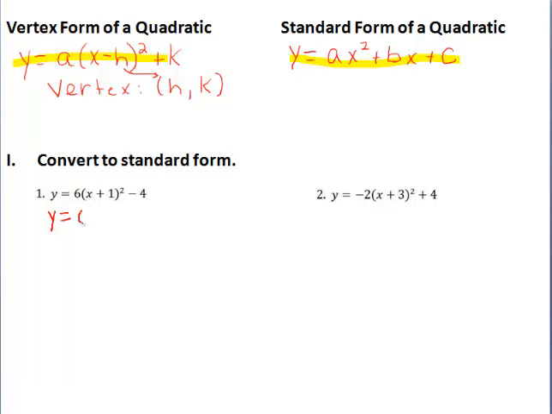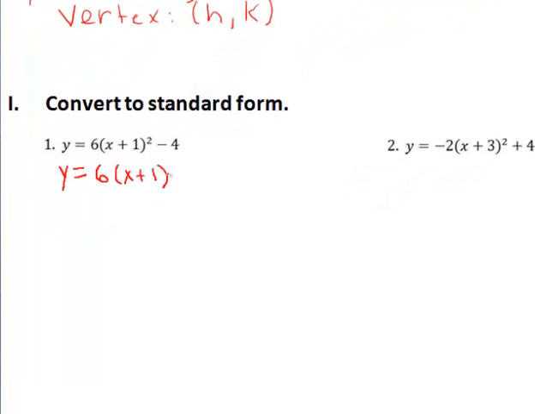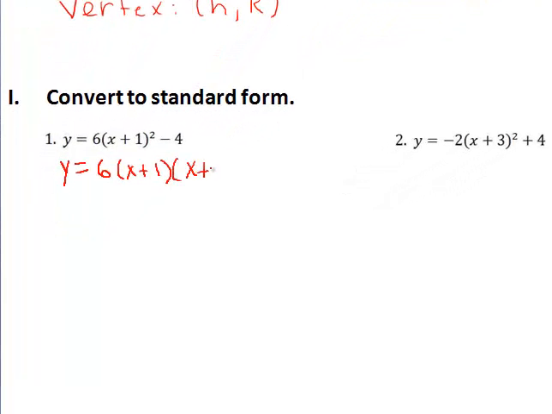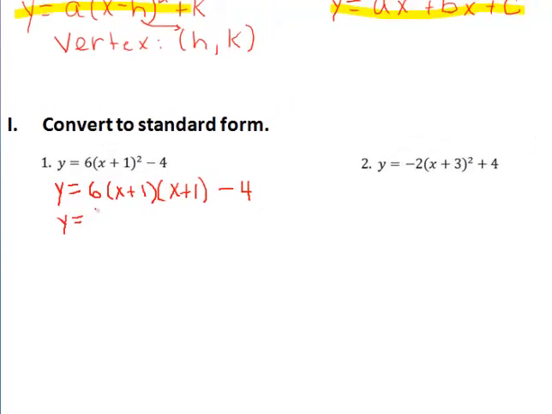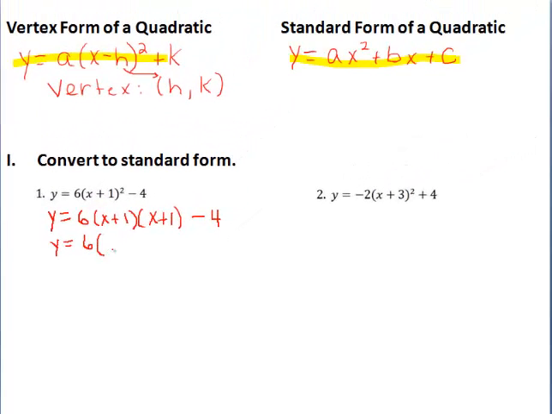We're going to do 6, and if you have x plus 1 quantity squared, that's just multiplying it times itself twice. So we're going to write it down twice, and then we're going to have that minus 4. So again, let's go ahead and multiply the x plus 1's together. Let's keep this 6 on the outside. You can use the box for the x plus 1 if you need to, but hopefully you're starting to be able to do this in your head.